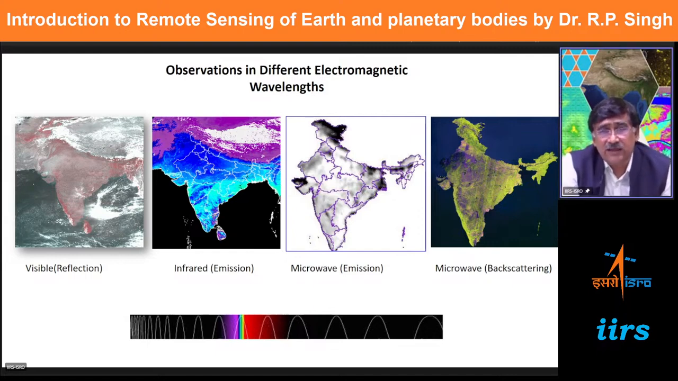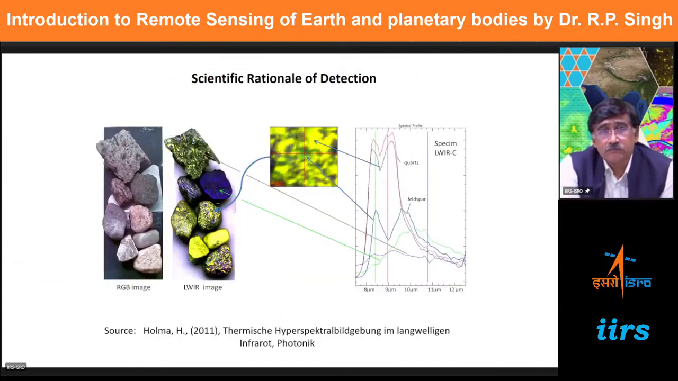We can take images even if there are clouds, because radar wavelengths of longer wavelength regions like L band and C band can penetrate the atmosphere. So you have all-weather capability to measure the surface features, with day and night capability. So many a time radars are useful, particularly in the monsoon season when we want to see the floods or see how crops are growing.